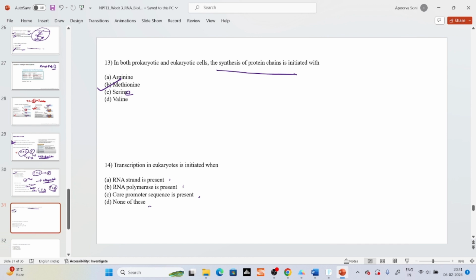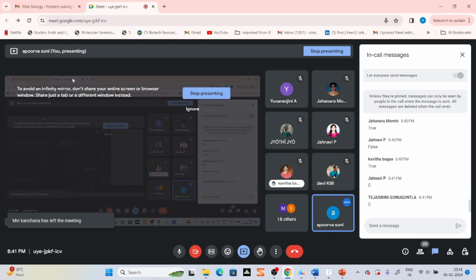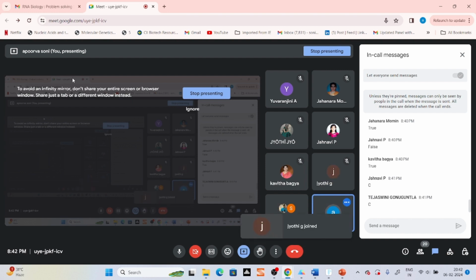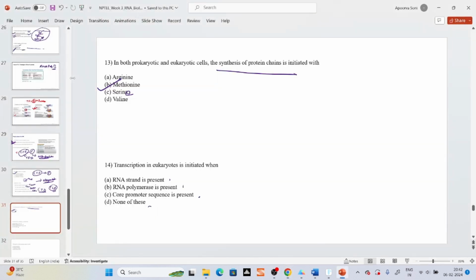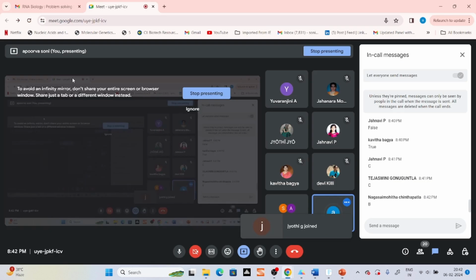RNA polymerase is present. Okay, but think more about it. Janvi is saying C, Tejaswini is saying C. Kavita, do you have any query? You can tell me, you have raised your hand. Okay, fine. Janvi and Tejaswini have said C, and I think someone has said B also. Okay, fine.